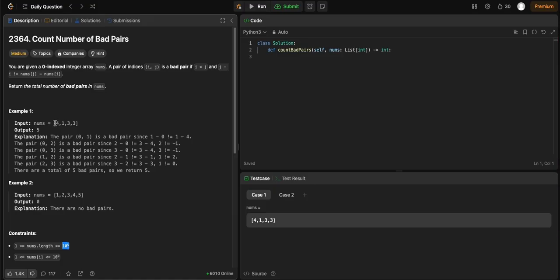So we have this array 4, 1, 3, 3 here. So the output is 5. And the explanation would be the pair 0, 1 is a bad pair. Well, yes, because 1 minus 0, so the two indices, is not equal to 1 minus 4. So that's a bad pair. The pair 0, 2 is a bad pair. So it's the same logic.